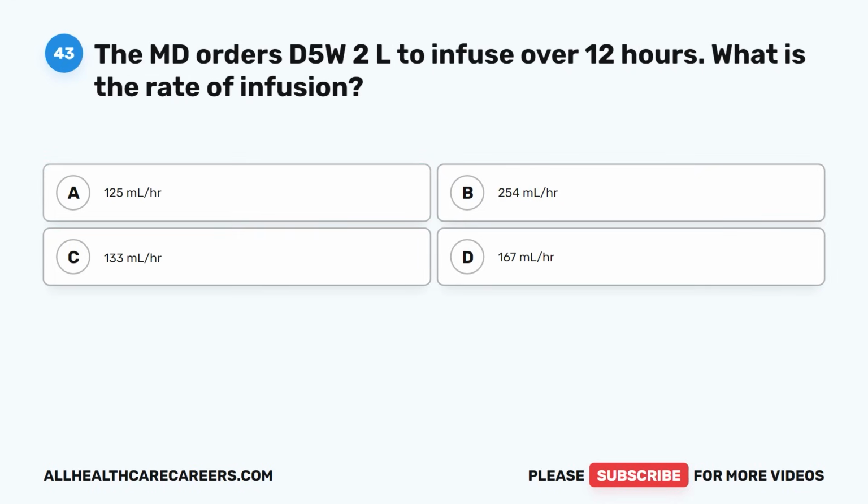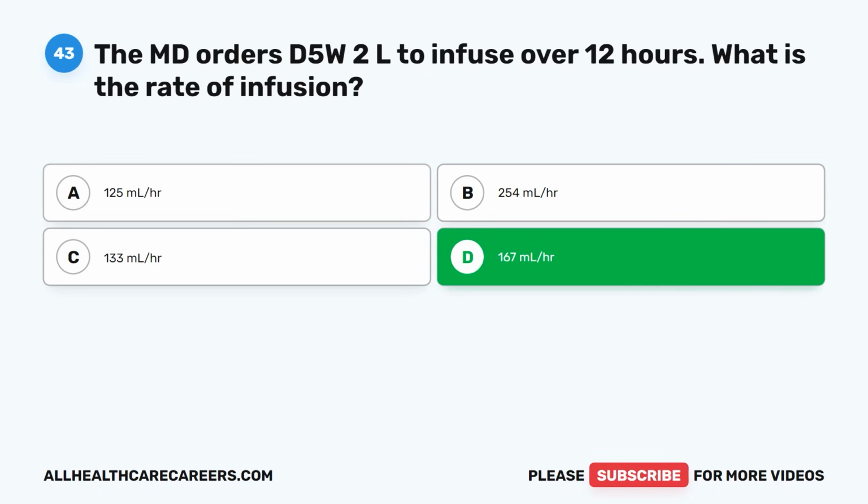Question 43. The MD orders D5W 2L to infuse over 12 hours. What is the rate of infusion? A. 125 ml/hr, B. 254 ml/hr, C. 133 ml/hr, D. 167 ml/hr. The correct answer is D.